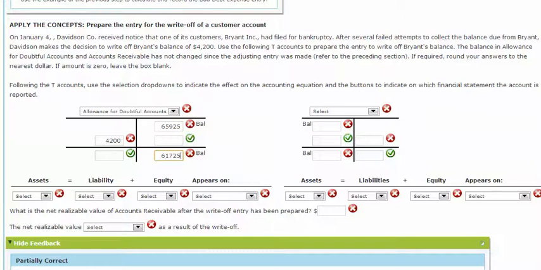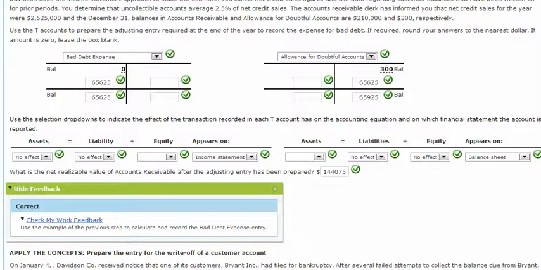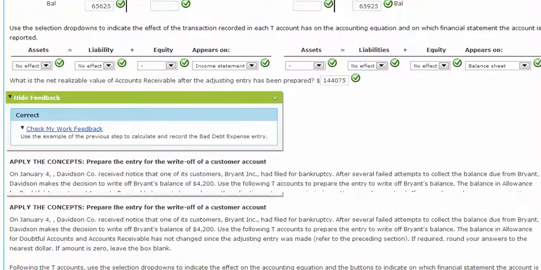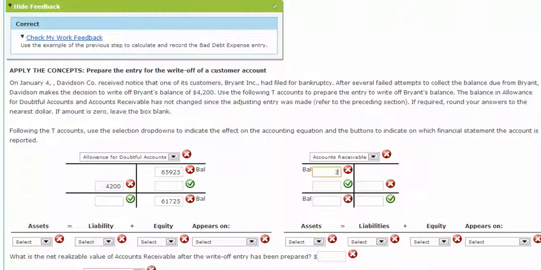In my accounts receivable, the beginning balance was, what was my accounts receivable? $210,000. I'm going to credit it for $4,200 for that write-off, and my debit balance now is going to be the $210,000 less the $4,200 credit. So that's $205,800.